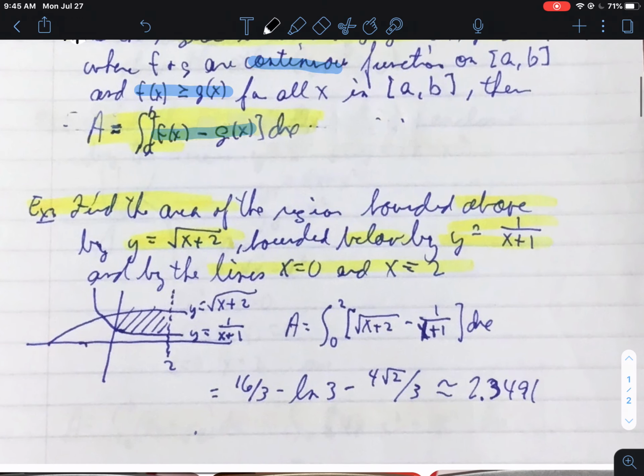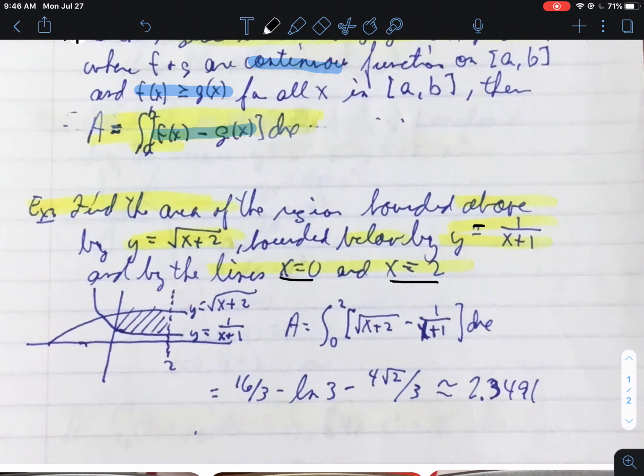So for example, we could find the area of the region bounded above by the function y equals square root of x plus 2, bounded below by the function y equals 1 over x plus 1, and by the lines x equals 0 and x equals 2. So there are our limits of integration, there's our integral from x equals 0 to x equals 2.